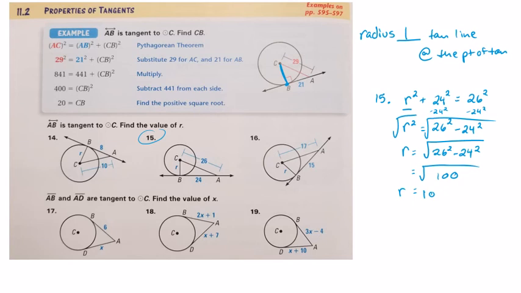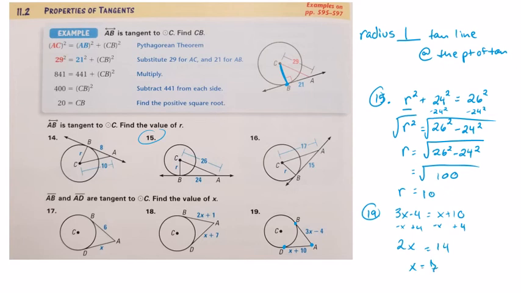Another thing that I know about tangent lines is, let's look at number 19 here, if I have a point A, I can draw two tangent lines to the circle, and those two tangent lines are going to be congruent. So that means I can set those values equal. So 3x minus 4, that's AB, is equal to x plus 10, AD, and I should be able to solve for x by combining my like terms. X would equal 7.